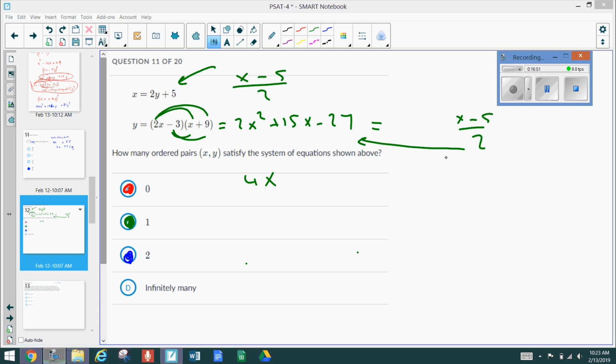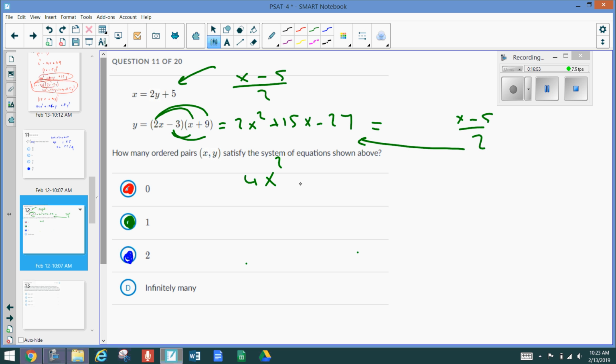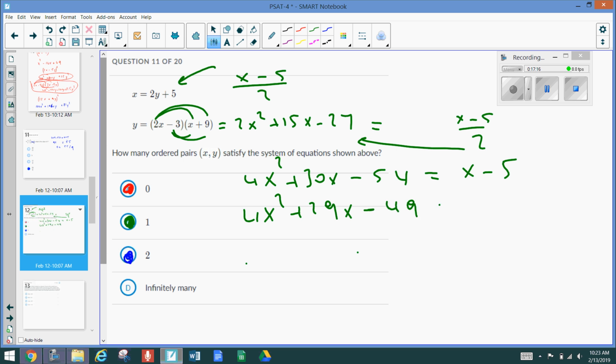We can do this. We're distributing 4x squared plus 30x minus, is equal to x minus 5, and then make it equal 0. How? 4x squared subtract x and then add 5 equals 0. Is that clear? Remember the perfect square trinomial, 2x and 7. What is the sign in the middle? Minus is equal to 0. Right?